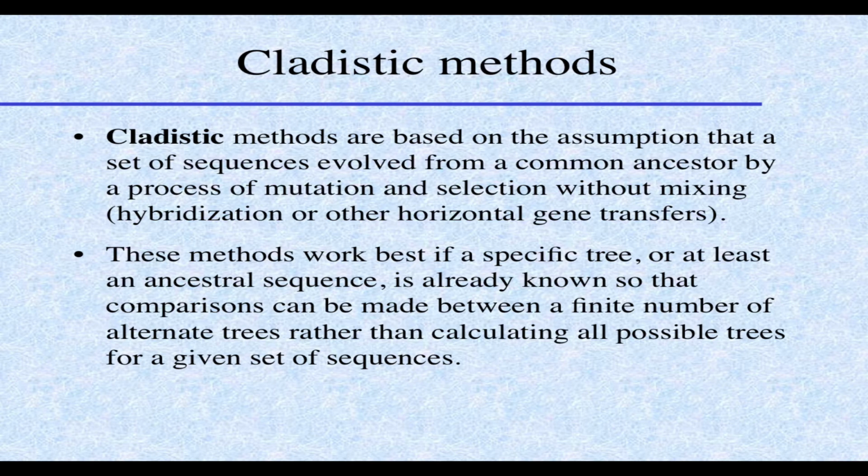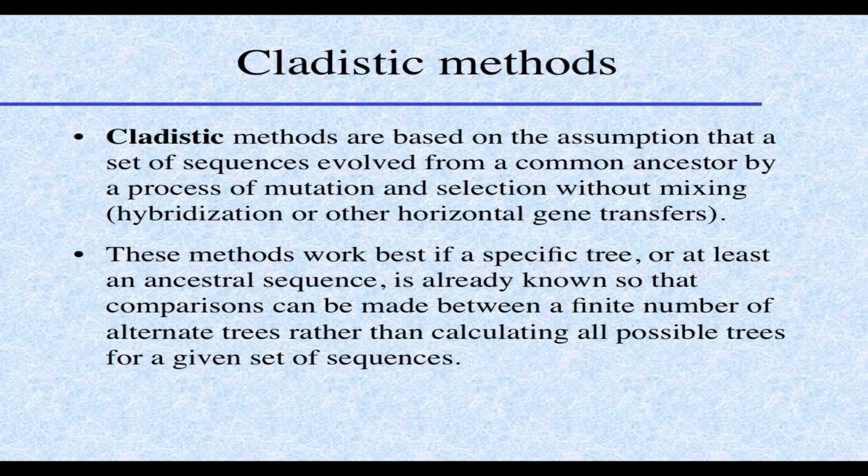So cladistic methods are based on the assumption that a set of sequences evolve from a common ancestor by a process of mutation and selection without mixing. In other words, no horizontal gene transfer, no hybridization. The phenetic method doesn't care about that stuff. All it says is that this is the distance we observe. There's 26 base differences between sequence A and B and 37 between A and C. Therefore, A and B form a shorter branch and A and C form a longer branch. The cladistic method makes additional assumptions.